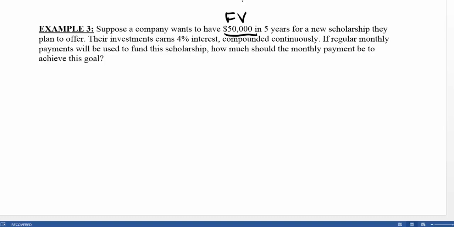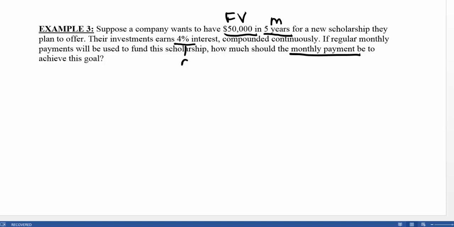That's how much we want to have at the end of our investment. We also know our M. We know that we have 5 years to make this money. I know my rate R is 4%. And ultimately, what I'm looking for is the amount of a monthly payment.